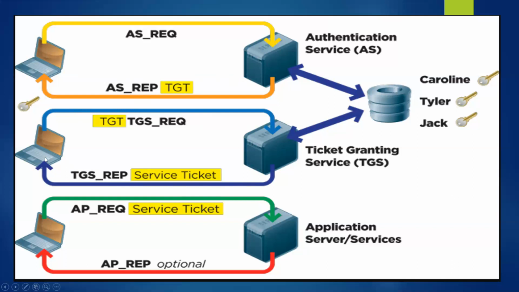Now, this service ticket that Caroline receives here, she cannot decrypt. This service ticket can only be decrypted by the application. Now, the next thing is that she's going to send across her application request along with the service ticket. When she sends the application request along with the service ticket, that service ticket is decrypted by the application, and everything works well. She gains access. So that is just in a nutshell how Kerberos works and how it does authentication.